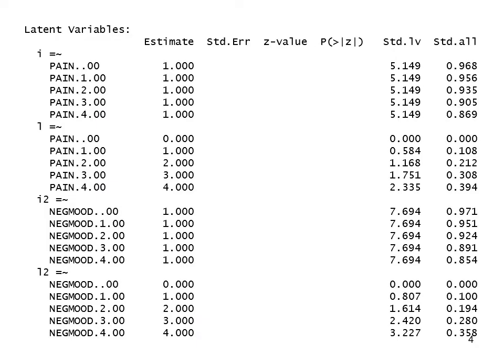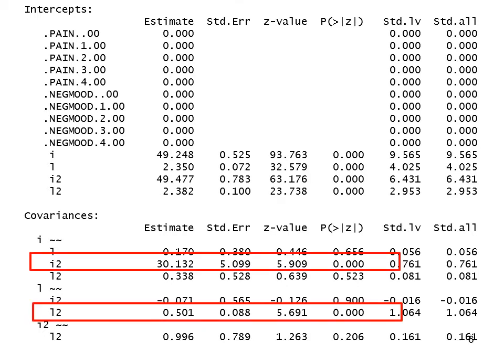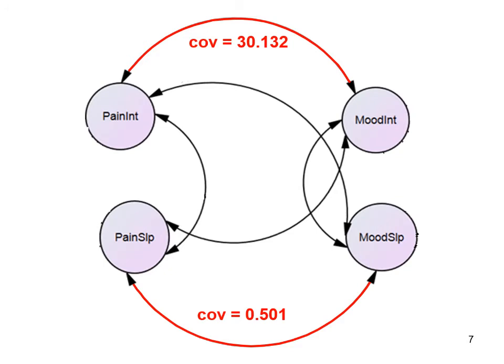Again, the loadings aren't interesting because they're just numbers we fixed. The fixed intercept of pain is 49.2 with a linear slope of 2.4. And mood looks very similar, fixed intercept of 49.5 with a fixed linear slope of 2.4. Now, down below, we see how the intercepts and slopes are associated, and most of them actually aren't, but we see 2 interesting associations. The pain slope is related to the mood slope, and the pain intercept is related to the mood intercept.